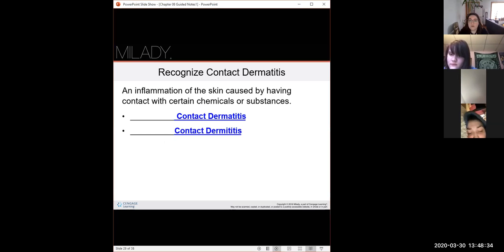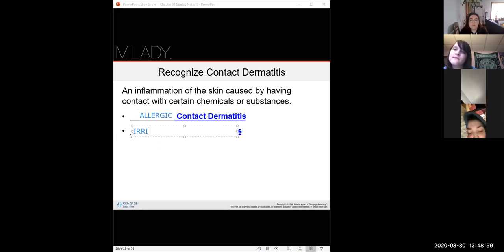We also are going to recognize contact dermatitis. Talked about dermatitis, inflammation of the skin. Two ways we get dermatitis. We have allergic contact, so you touch something you're allergic to and your skin blows up. That's allergic contact dermatitis. You have to touch it in order for your skin to react. The other one is irritant dermatitis. You touch something that irritates your skin. Very straightforward.